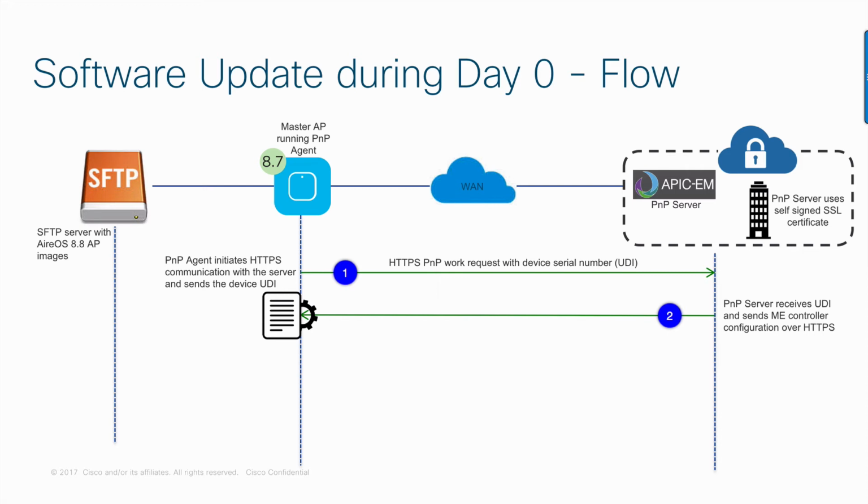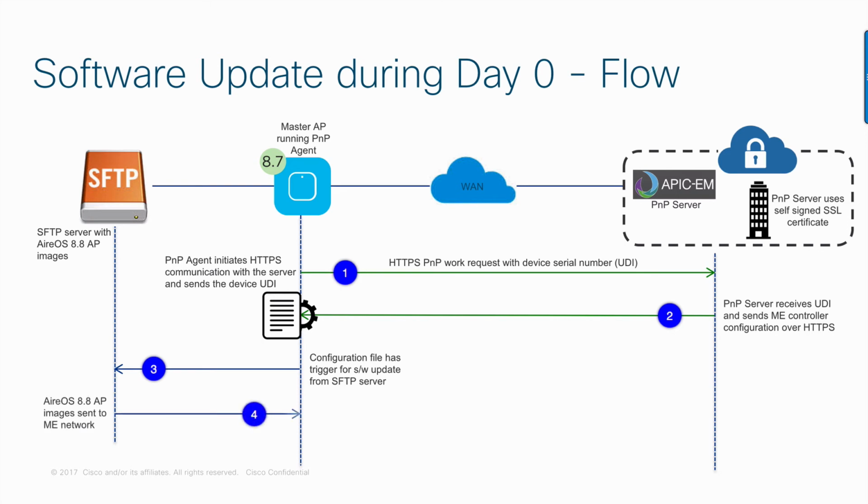This configuration file has the trigger for the software update. So what happens next is that the software update is triggered using the SFTP parameters that are also part of the configuration file, and the SFTP server in response sends back the code to the master AP. The master AP then upgrades to 8.8. Once the master AP is upgraded, the remaining APs also download the code from the SFTP server.